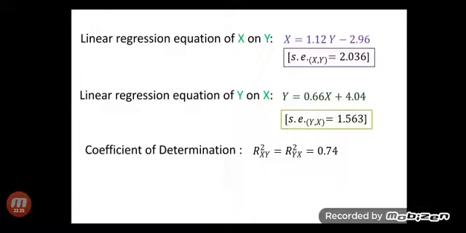The coefficient of determination r square is found to be 0.74, and the correlation coefficient is found to be 0.86. So this is how we can estimate the regression line or regression equations and other related estimates of regression. Thank you.